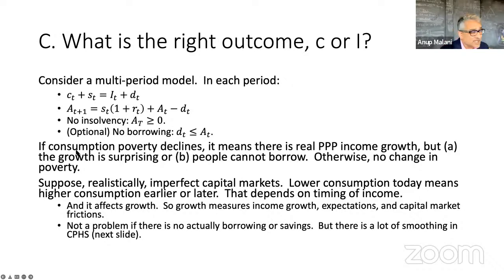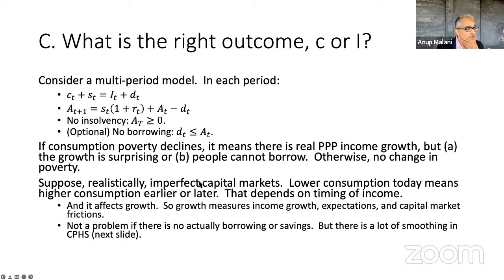Now, if you think that consumption poverty is declining over time in a context where you get some intertemporal substitution like this, it has to be that you think there is some real, purchasing power parity adjusted income growth, but either that growth was surprising, so you didn't smooth it out, or people can't borrow, so people didn't smooth it out. It's very simple stuff, right? Otherwise, there wouldn't really be a change in consumption poverty.